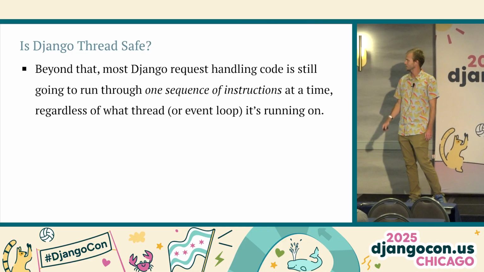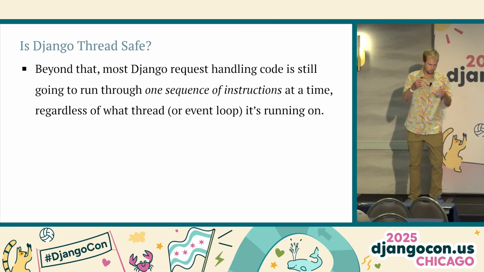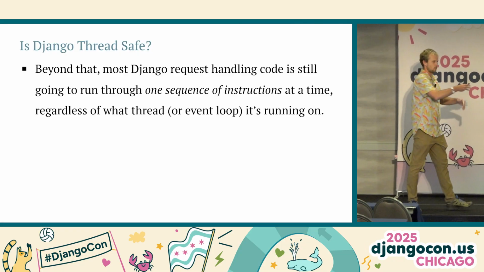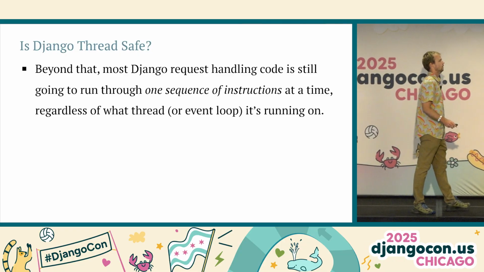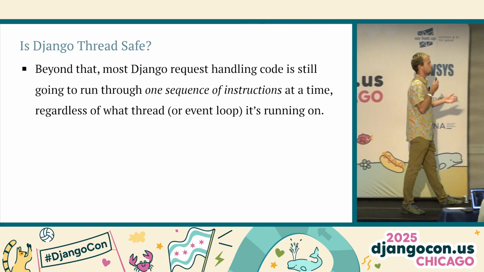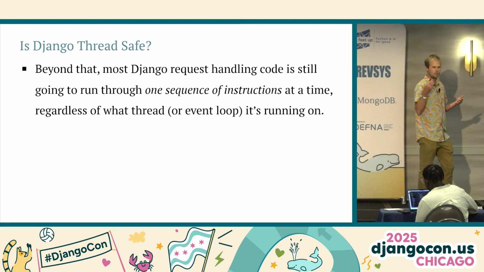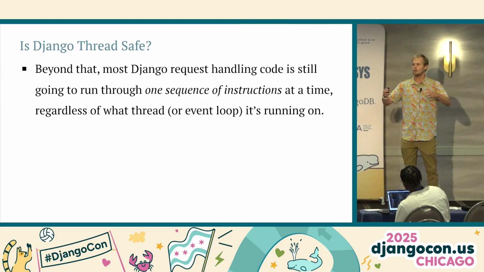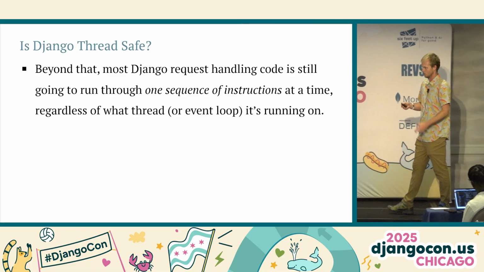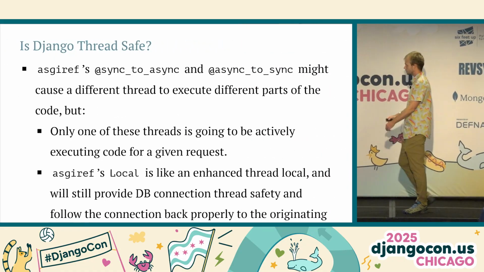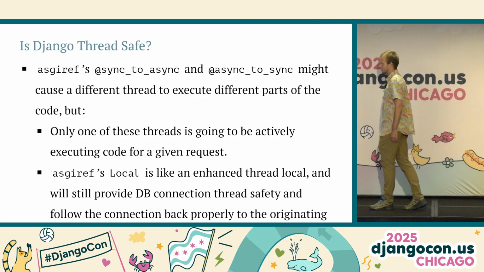And by the way, I did want to mention, with most Django requests, you receive the request, you execute some sequence of code, and then you send it back. Most things are done sequentially, one thing at a time. And if you're using async and joining all these other things, you probably already know if your thing's thread safe or not. And I know Andrew's here.